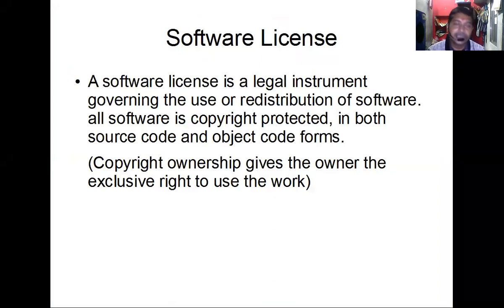What is a license? A software license is a legal instrument governing the use or redistribution of software. All software is copyright protected in both source code and object code form. And what is copyright? Copyright ownership gives the owner the exclusive right to use the work.